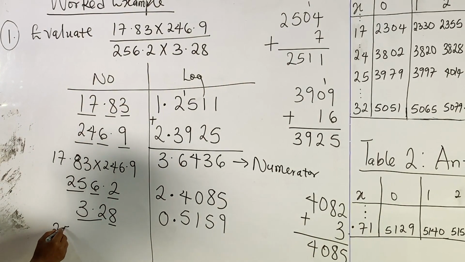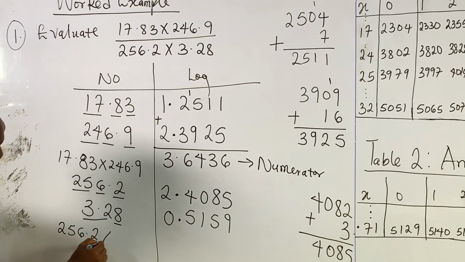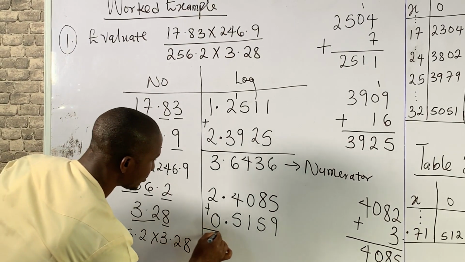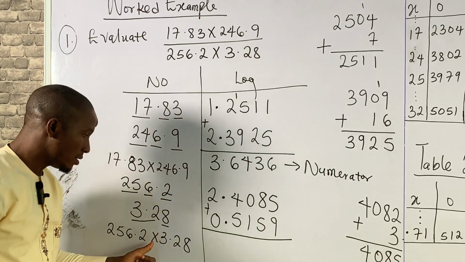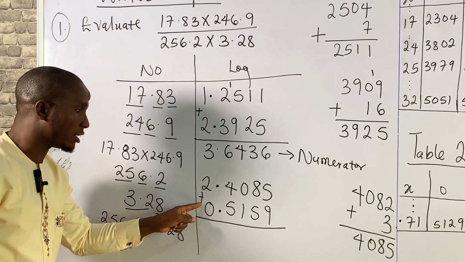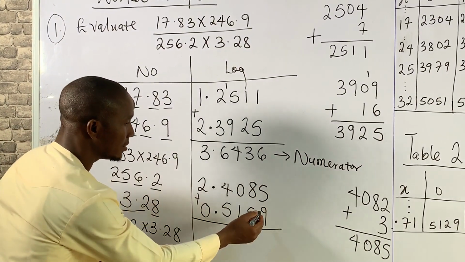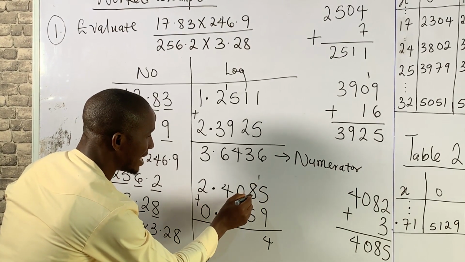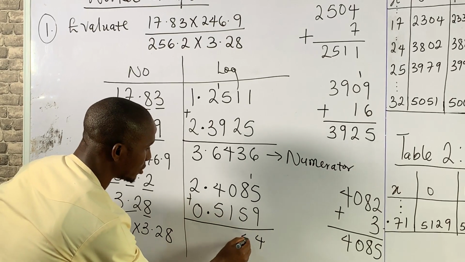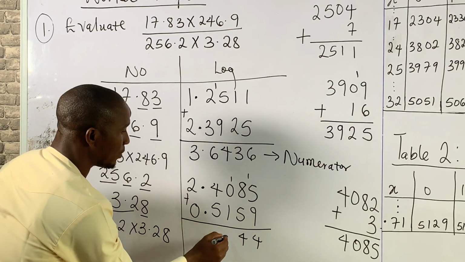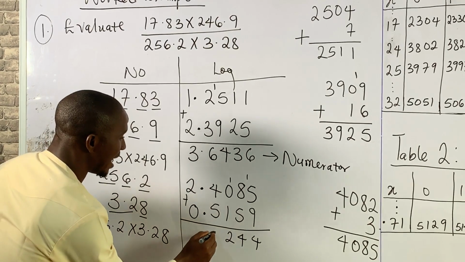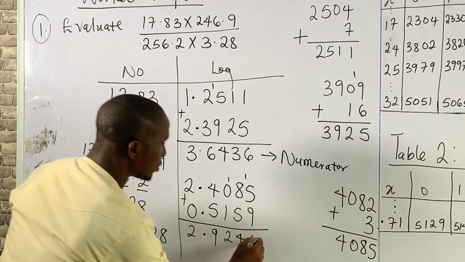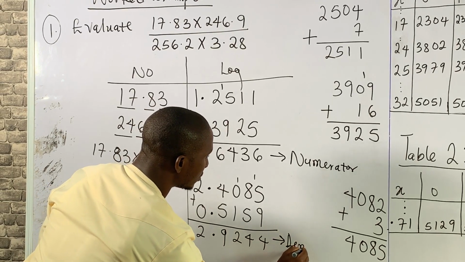That is 256.2 times 3.28, which means addition. Multiplication means addition in logarithm. So we add these two numbers together. 5 plus 9, 14. Carry 1 here, you add it to 8, 9. 9 plus 5, 14. You still have your 1. 1 plus 1, 2. 4 plus 5, 9. Dot 2 plus 0, 2. So this is your denominator.